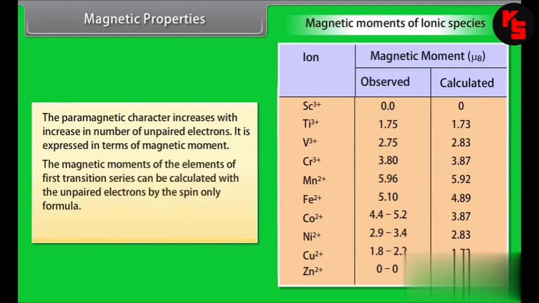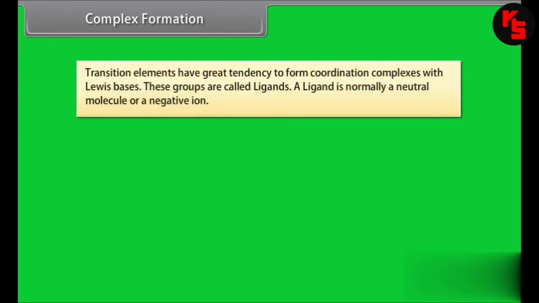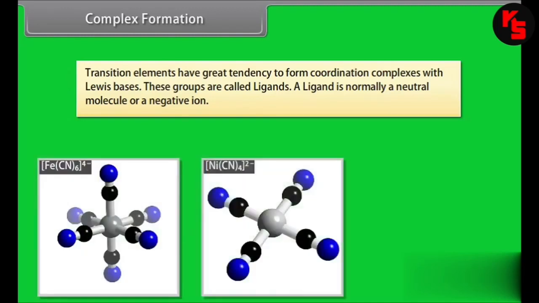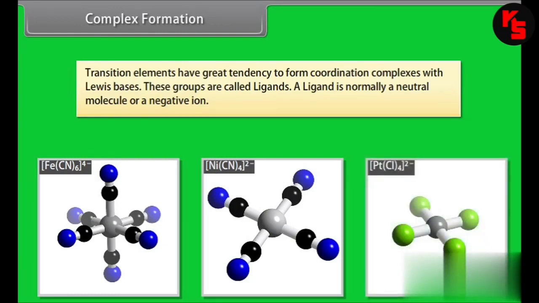The magnetic moments of the elements of the first transition series can be calculated with the unpaired electrons by the spin-only formula. Complex formation. Transition elements have a great tendency to form coordination complexes with Lewis bases. These groups are called ligands. A ligand is normally a neutral molecule or a negative ion. For example, Fe(CN)6 4−, Ni(CN)4 2−, and PtCl4 2−.